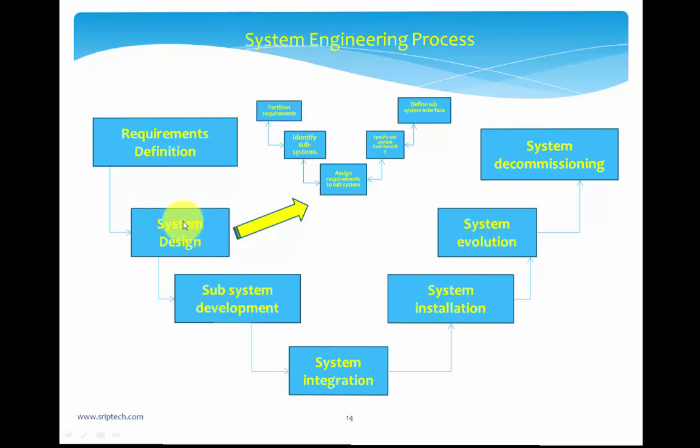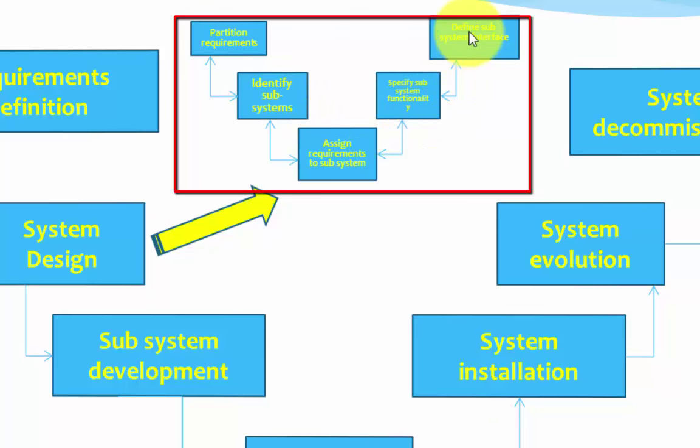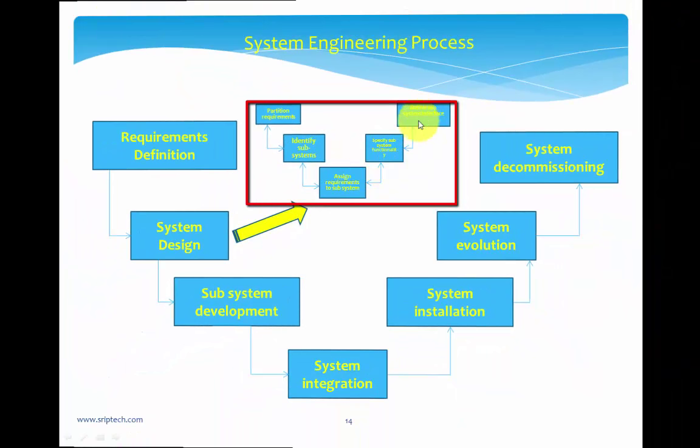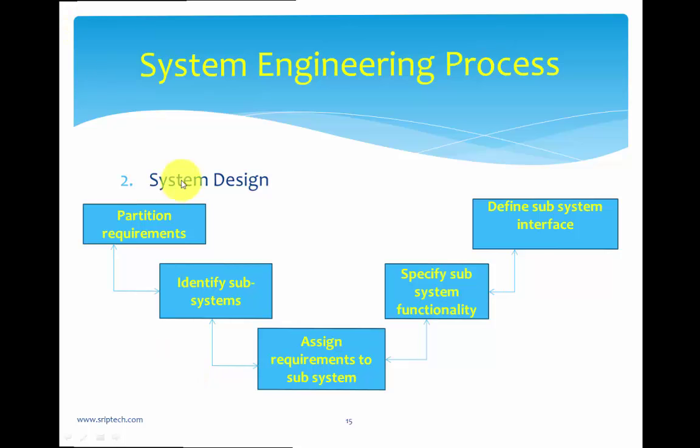Once you are done with that, you go to the next stage of your system engineering process, which is called system design. This system design in turn has many sub stages. We shall look into these sub stages in depth before we go to subsystem development and subsystem integration. So what do we have in the system design process? It has partitioning of requirements as one stage, identification of subsystems as another stage, assign requirements to subsystems as another stage, specify subsystem functionality, and define subsystem interface.